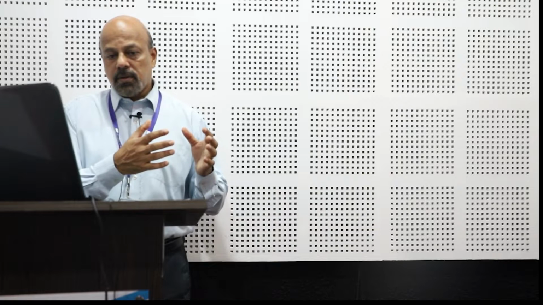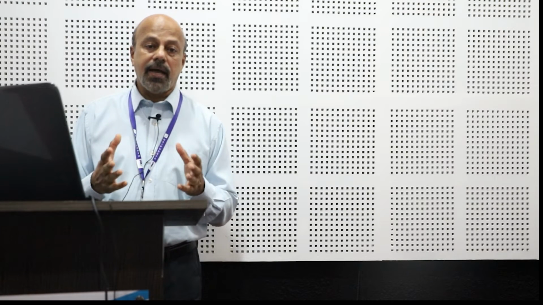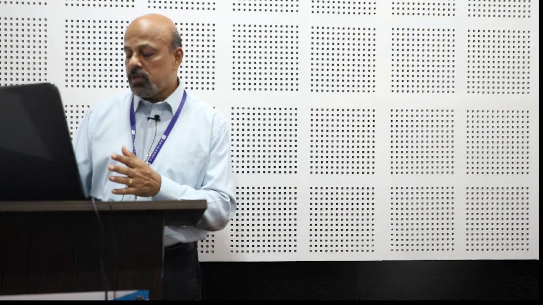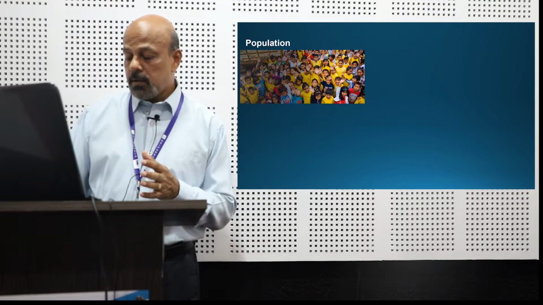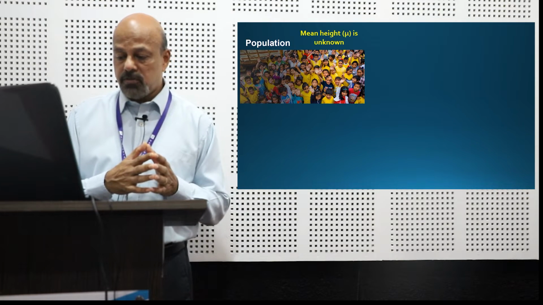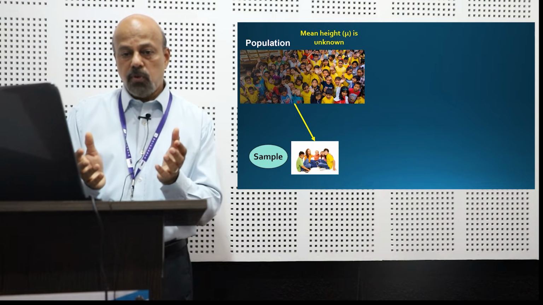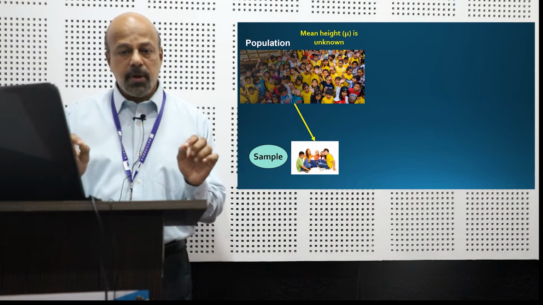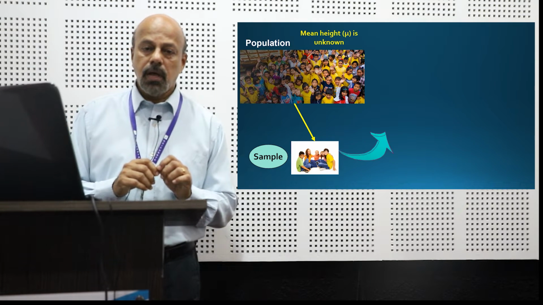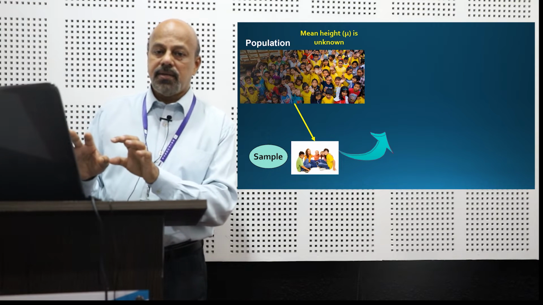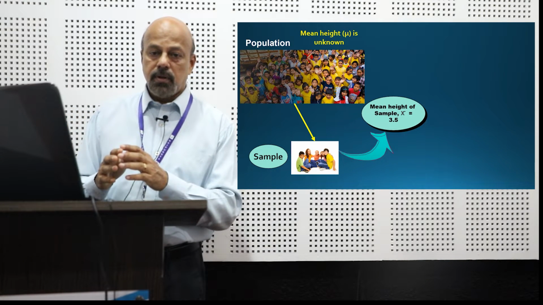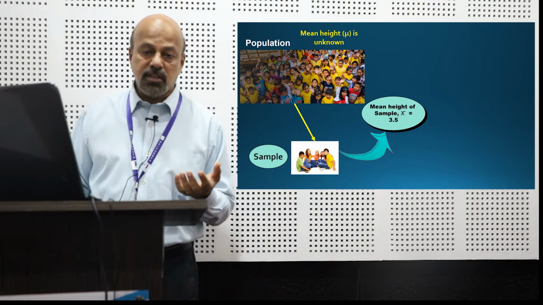Let's compare with a similar example. We have a population of students and we want to find the mean height of this population. We take a few students from this population, and that will be the sample. As before, we find the mean height of this sample, maybe from 10 or 20 students. We find the height of each student, divide by the total number of students in the sample, and get the mean height of the sample. Suppose this is 3.5.